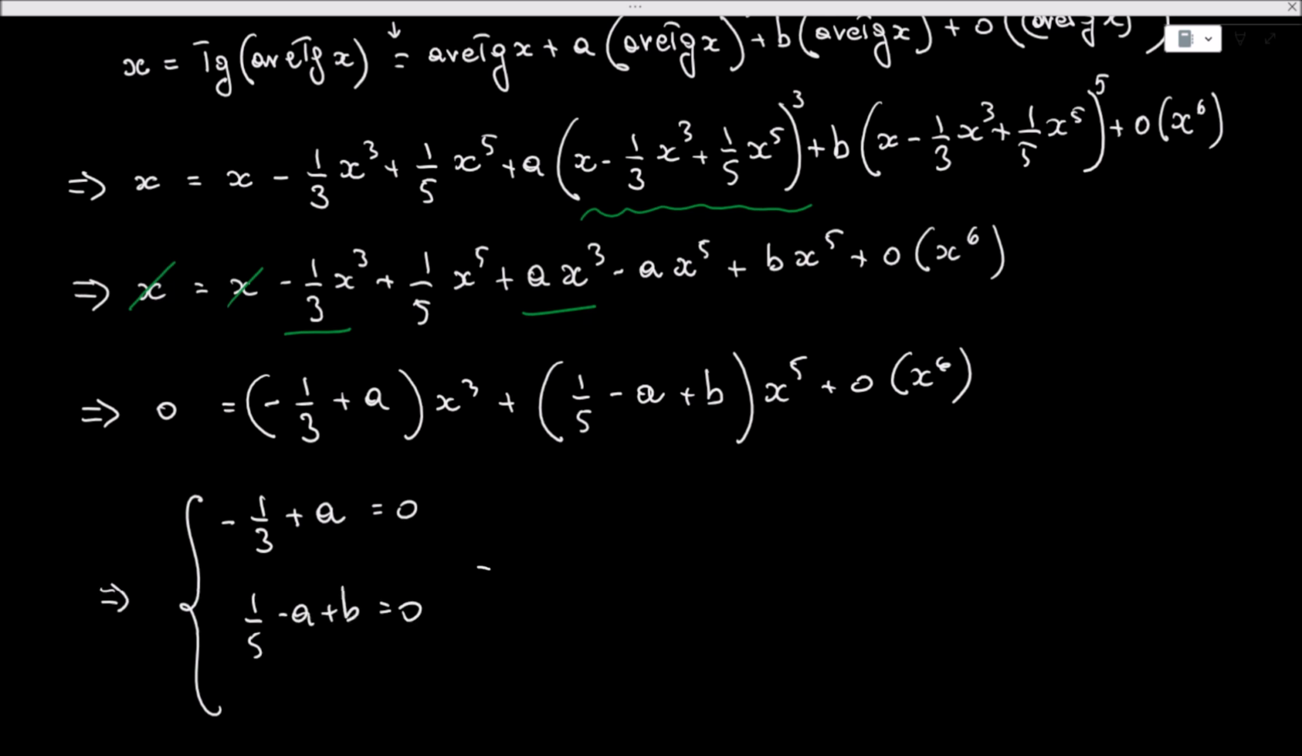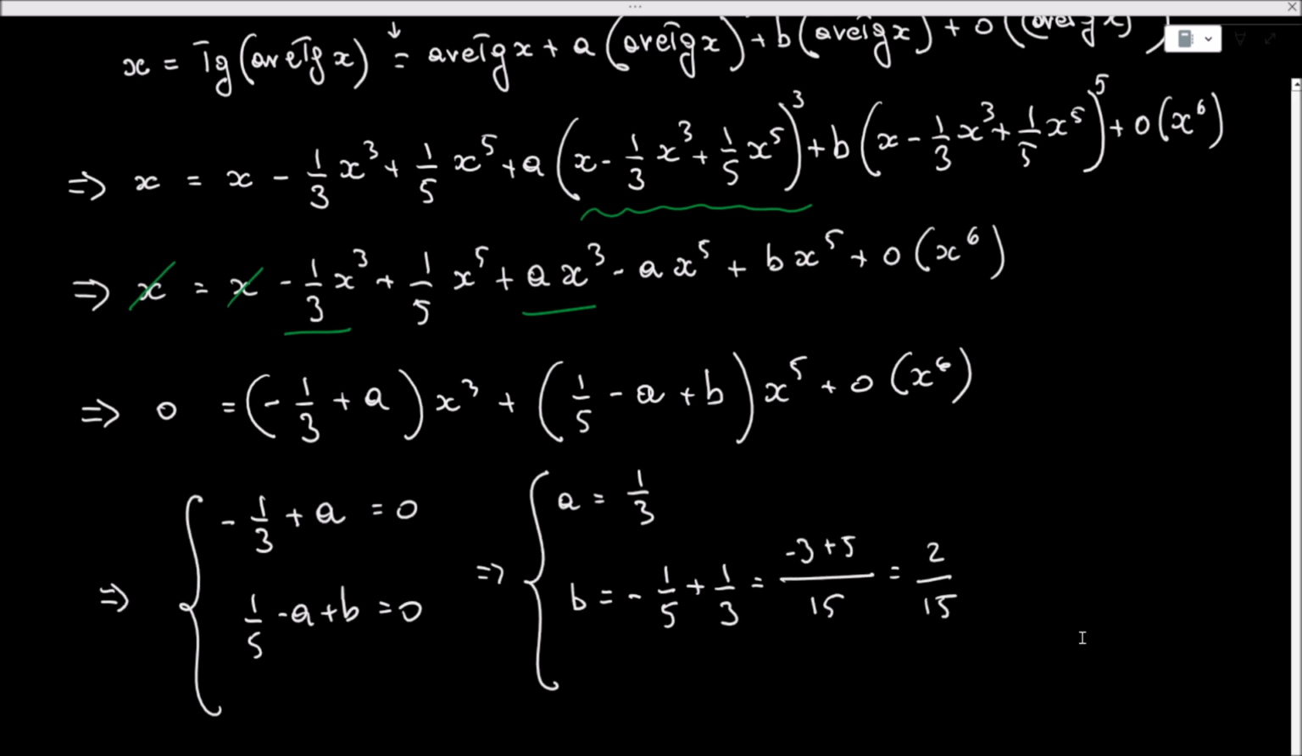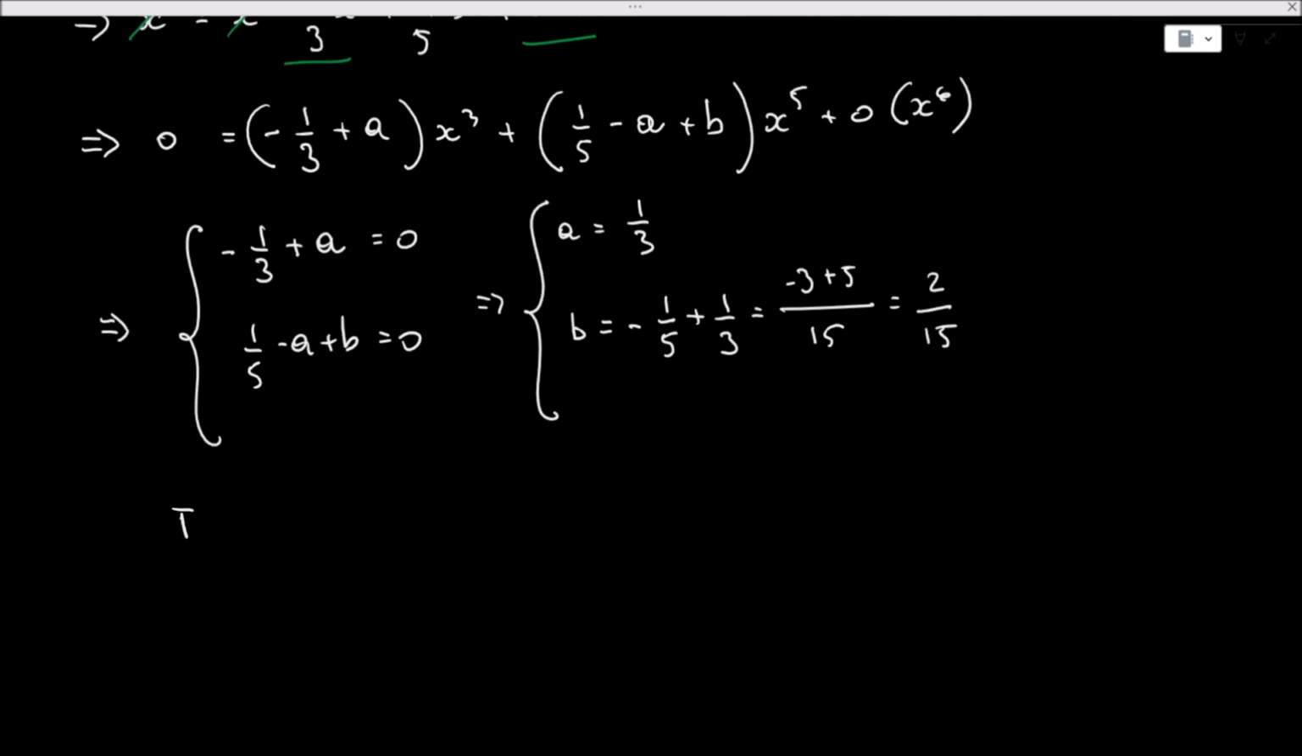Now from the first equation we get that a is equal to 1/3, and now we can replace into the second equation and we get that b is equal to minus 1/5 plus a, which is 1/3, and this is minus 3 plus 5, so this is nothing else than 2 divided by 15. So we can conclude saying that the tangent of x is equal to x plus 1/3 x to the cube plus 2/15 x to the fifth plus little o of x to the sixth.